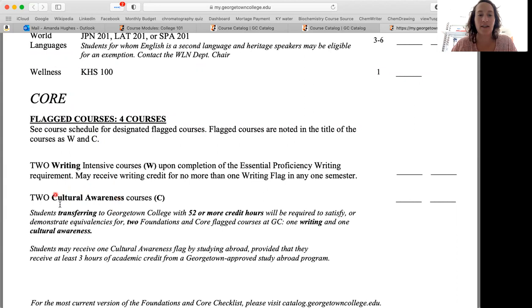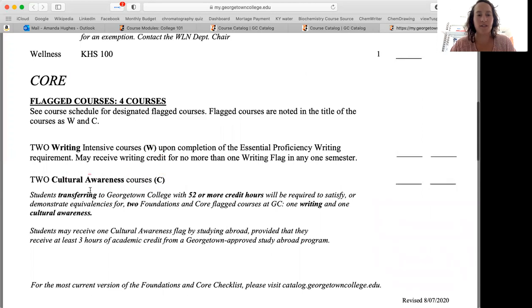Then there's also, you'll have to get, before you graduate, 2 cultural awareness flags. And these are courses that get marked with the letter C for cultural awareness. So those are some flags. So you need 2 of each of those before you graduate. Plenty of time to get those flags. Don't worry about trying to get them this semester.